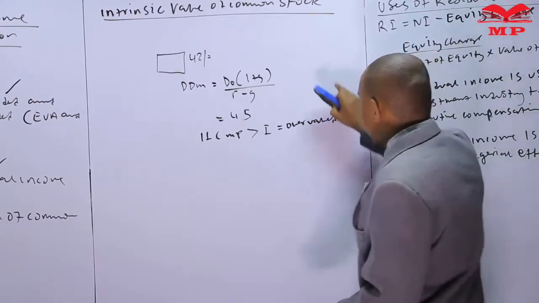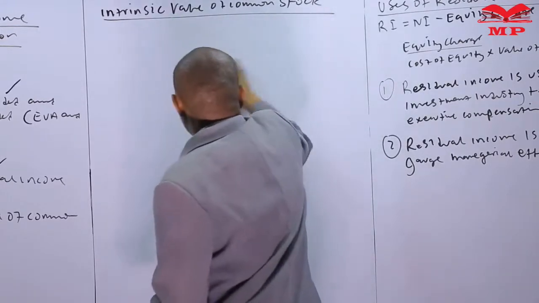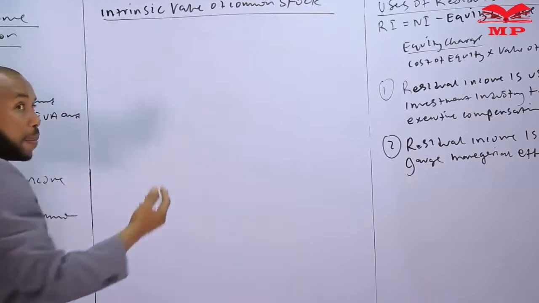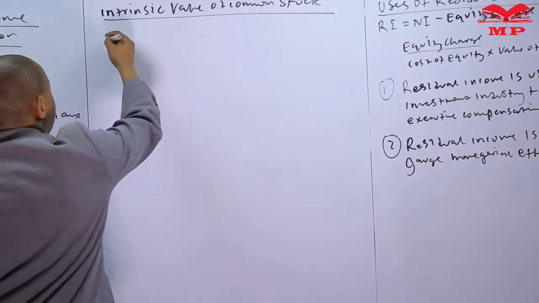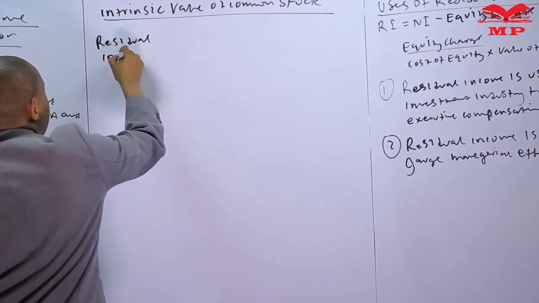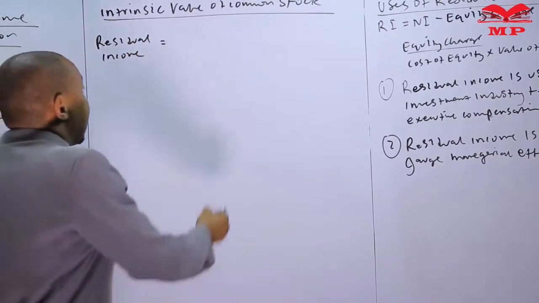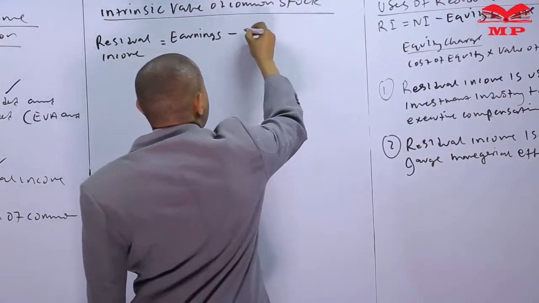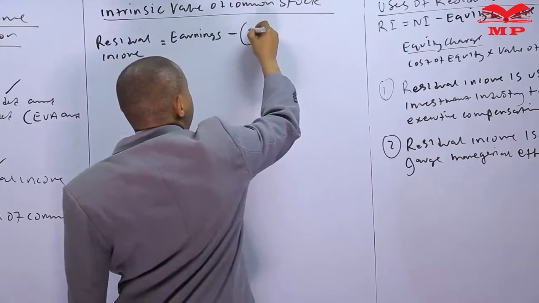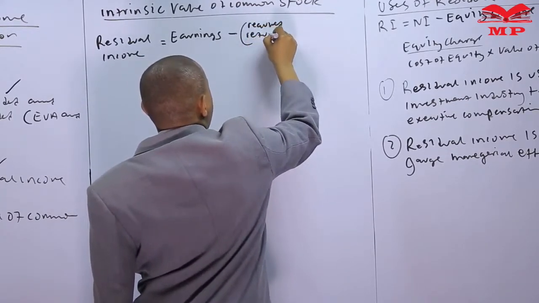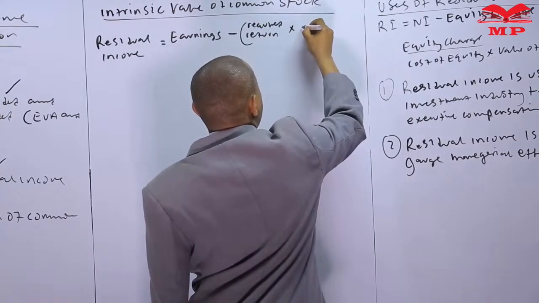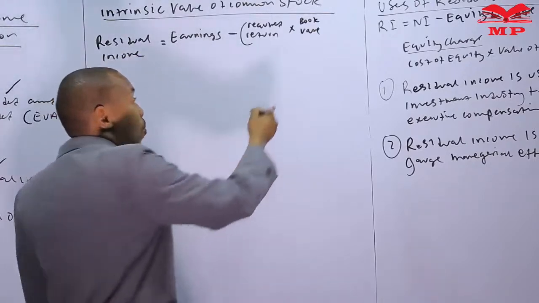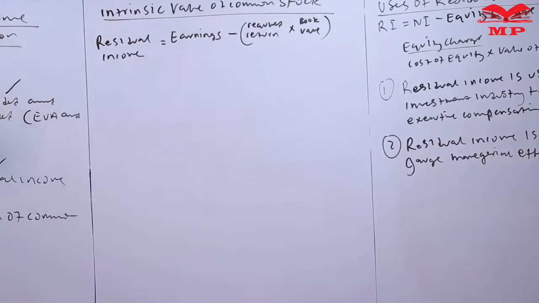So applying that understanding to residual income, we will formulate a formula that is applicable in trying to determine the intrinsic value. Residual income can also be gotten by getting the earnings, less the product of the required return and the book value. Not necessarily book value of equity, just the book value component. That is another way of getting the residual income.